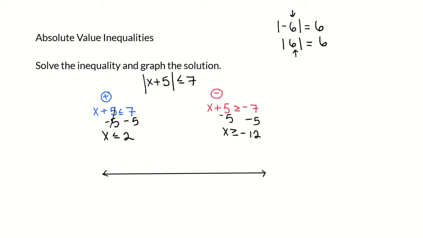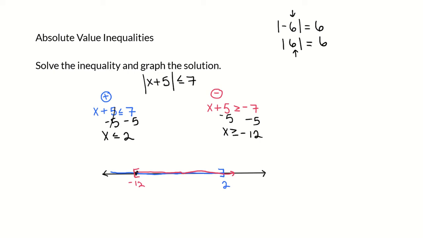We're going to put both of these inequalities on the number line. X less than or equal to 2 looks like this, shading everything to the left of 2. And x greater than or equal to negative 12 means all of the numbers greater than negative 12, so we shade to the right of negative 12.